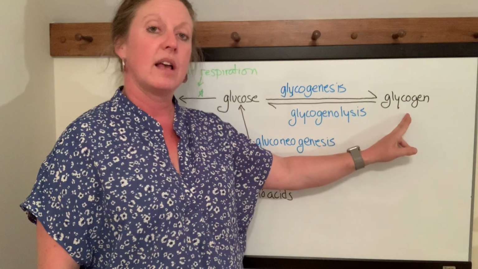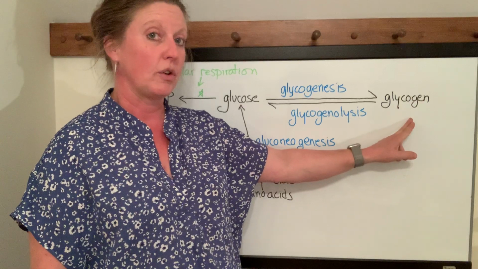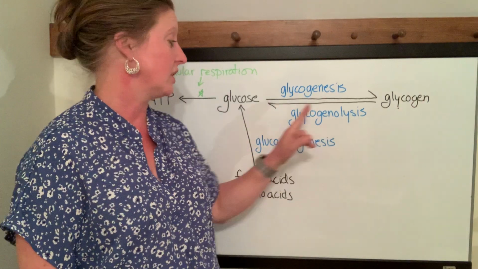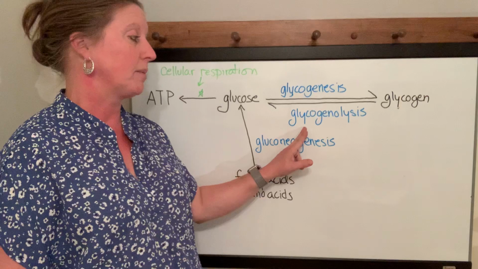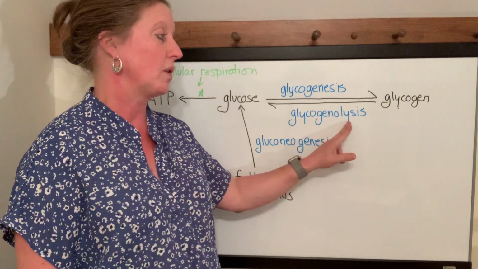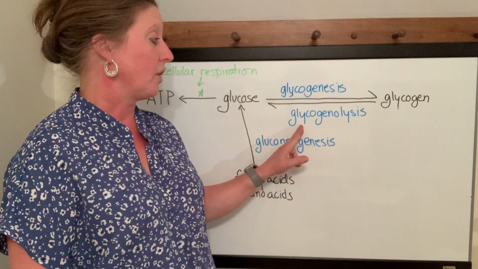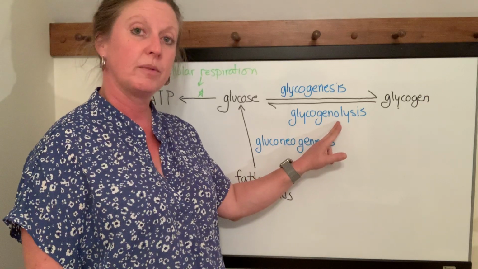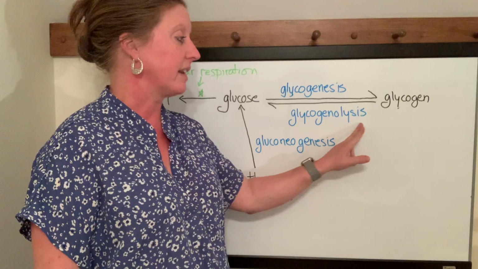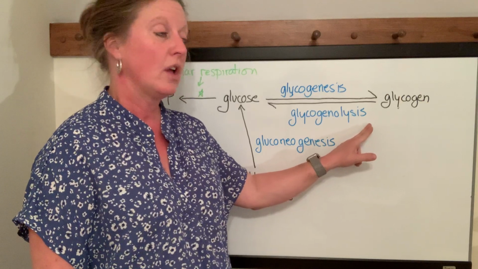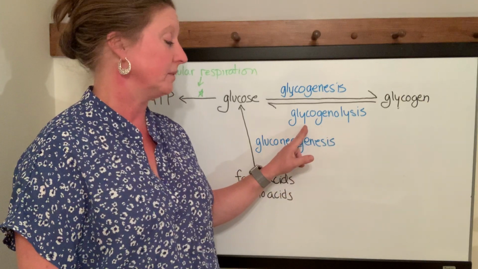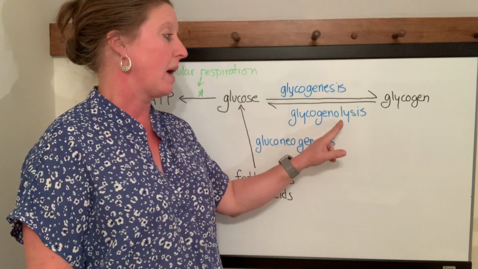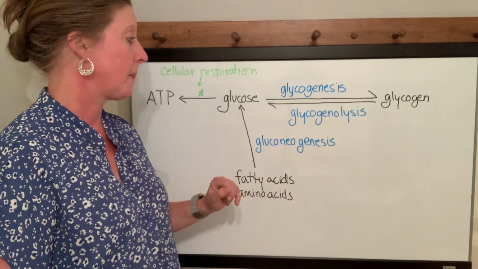Now, when the cell needs ATP and you don't have glucose readily available, it converts the glycogen back into glucose in a process known as glycogenolysis. So we've got the glyco for the glucose, geno from genesis, to create, and lysis, to break down. So we create glucose by breaking down glycogen.